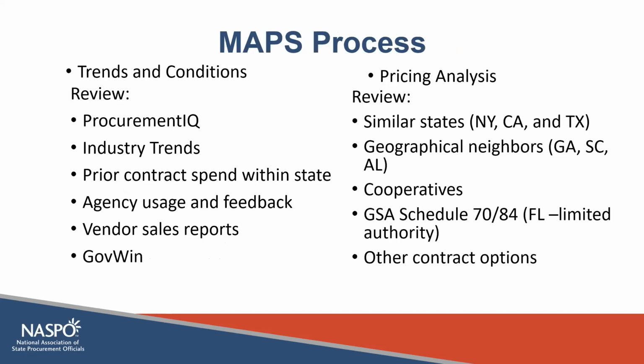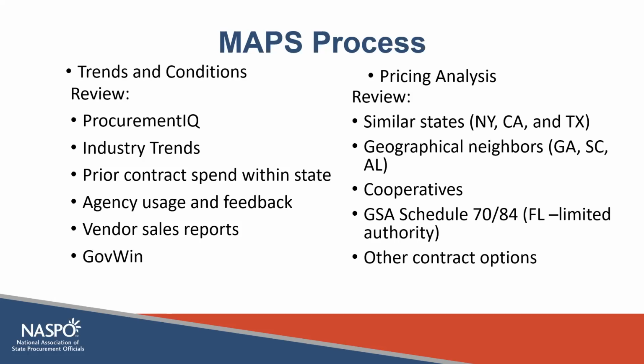In the MAPS process, and I'm going to show you an example today, it covers trends and conditions. When we collect data, we look at Procurement IQ. I'll provide a short demo. Industry trends. We look at prior contract spend within the state. So who are the main players in the marketplace? What customers, what state agencies are buying this good or service? We look for that really critical agency usage and feedback. Do they feel like the current contract's going well? Are there things that we can improve with the re-procurement? We look at vendor sales reports. So what are we buying and who's buying it?